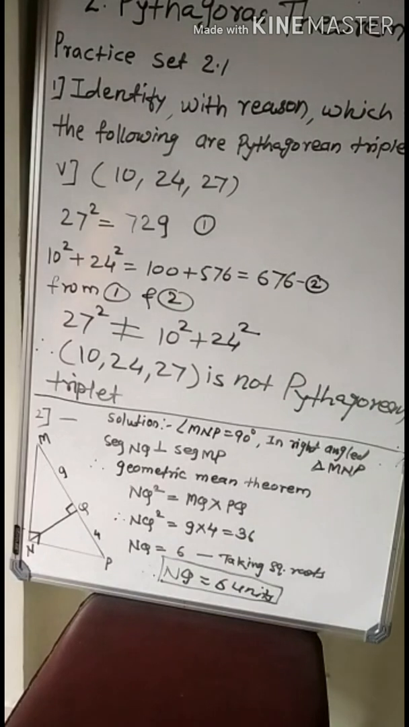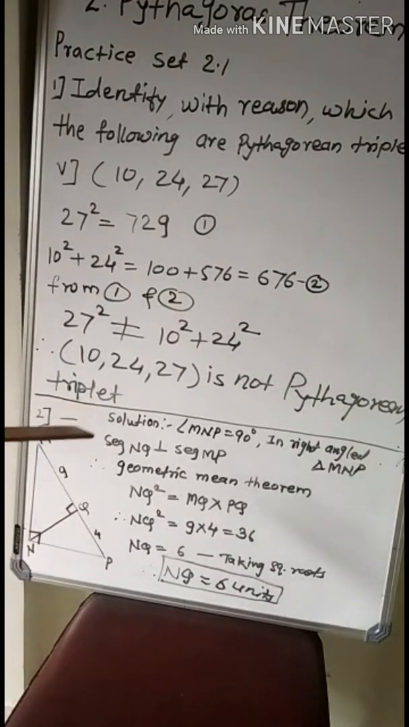From the figure. In the figure, angle MNP equals 90 degree. Segment NQ is perpendicular to segment MP. MQ equals 9, QP equals 4. Find NQ. What is the question? We have to find NQ.